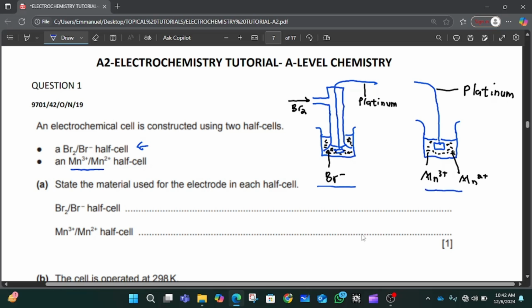So for the non-metal/ion half cell, the ion is in solution and the non-metal is directed through this opening onto the platinum plate. If you have an ion/an ion half cell, the two ions will be in solution and then the platinum wire is dipped inside the solution. So the electrode for these two will be platinum and platinum.